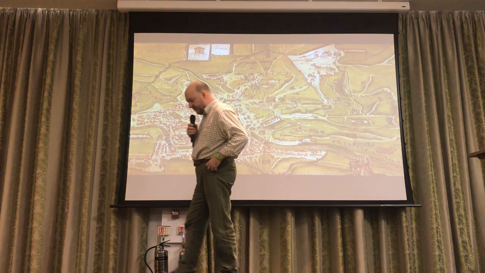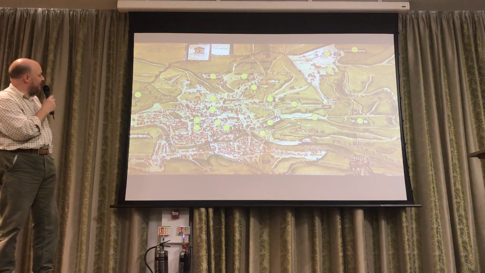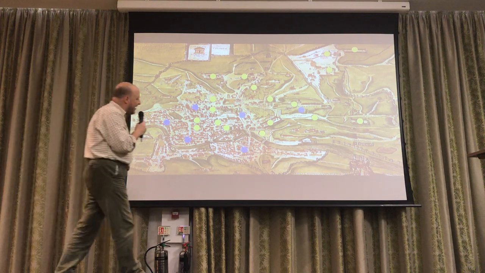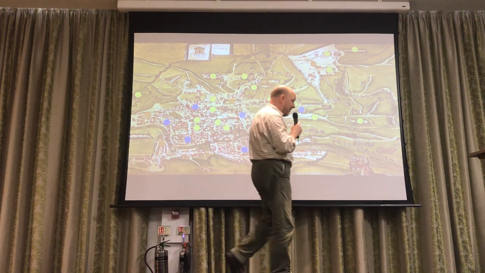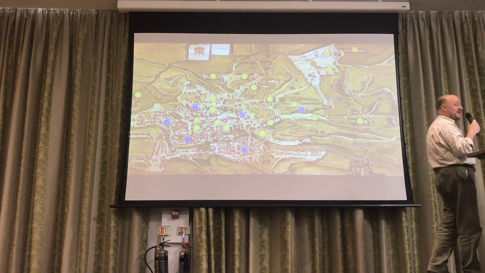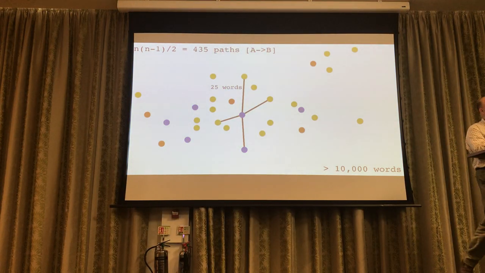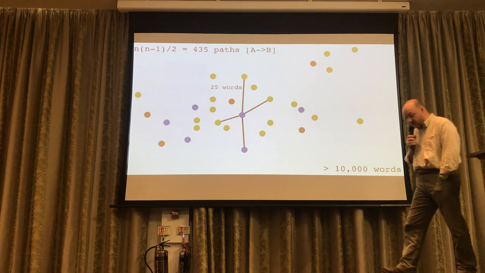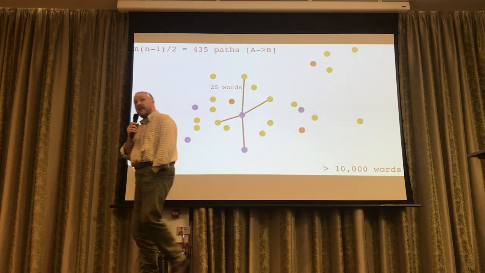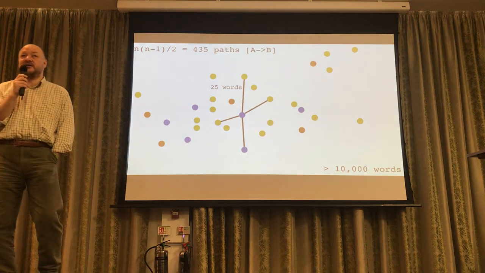This is a map of a Roman city. On this map, there are about 20 points of interest. There are 5 residential areas and 5 military outposts. The total number of discrete paths from A to B is approximately 435. If you wrote each path as a story of 25 words, such as move along the path, turn left at the oak tree, etc., that would take you about 10,000 words. Literally, a picture is worth 10,000 words.